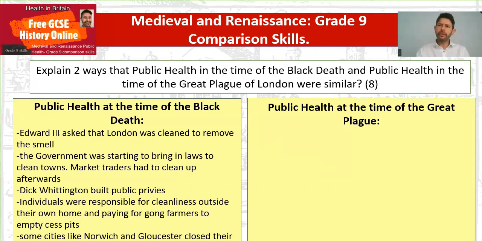We've got obviously some of the mayors of London, like Dick Whittington, building public privies along the River Thames. Individuals were told to clean up their doorsteps. It was a law. Also, individuals might pay for gong farmers to empty their cesspits. During the Black Death, some cities like Norwich and Gloucester closed their city gates to stop the spread of the Black Death, to stop visitors coming in who might have the disease.